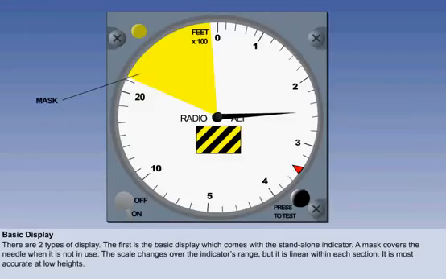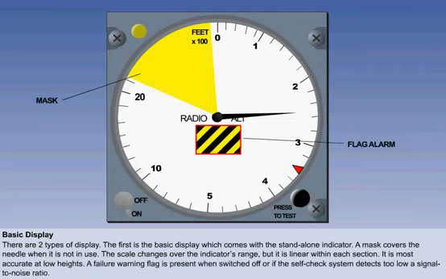Note that this is not actually a logarithmic scale. With modern electronics, it is possible to have different scalings at different parts of the dial, but the scale is read linearly over each particular part of the indicator. A failure warning flag is present if the instrument is switched off or if the self-check system detects too low a signal-to-noise ratio. This would make the information unsafe so the pilot must be warned not to rely on it.